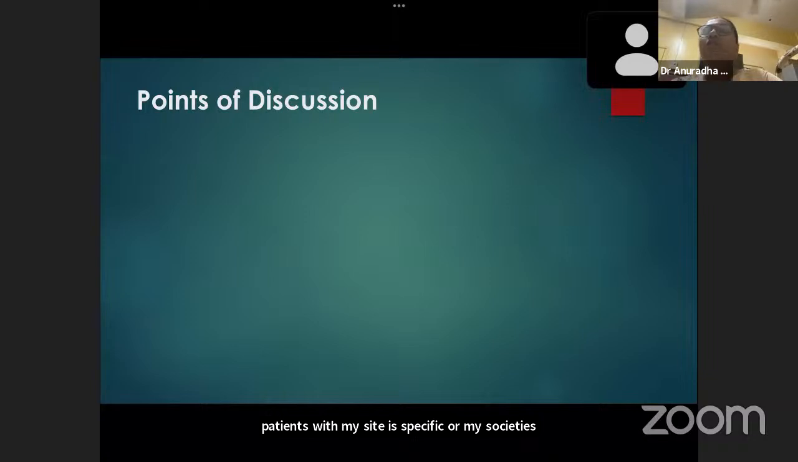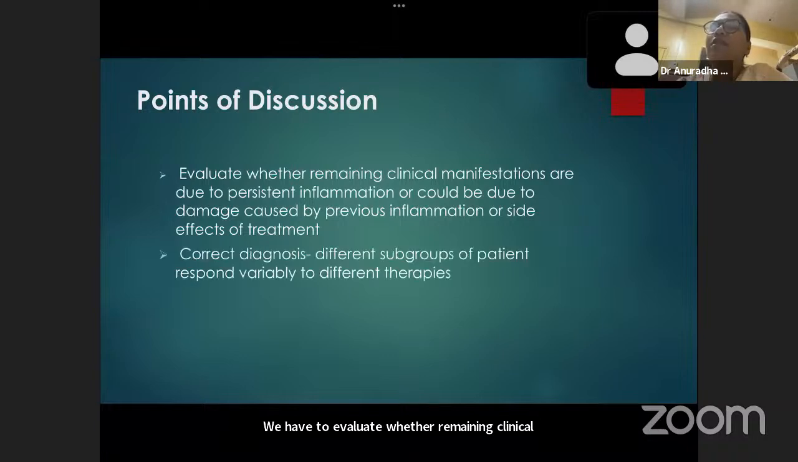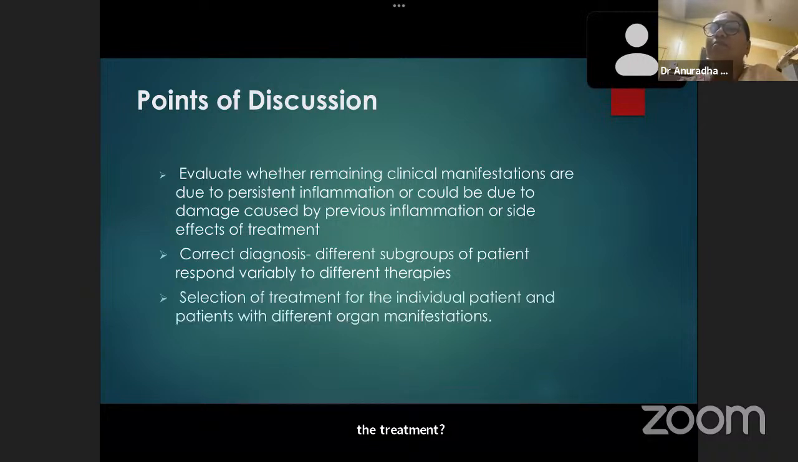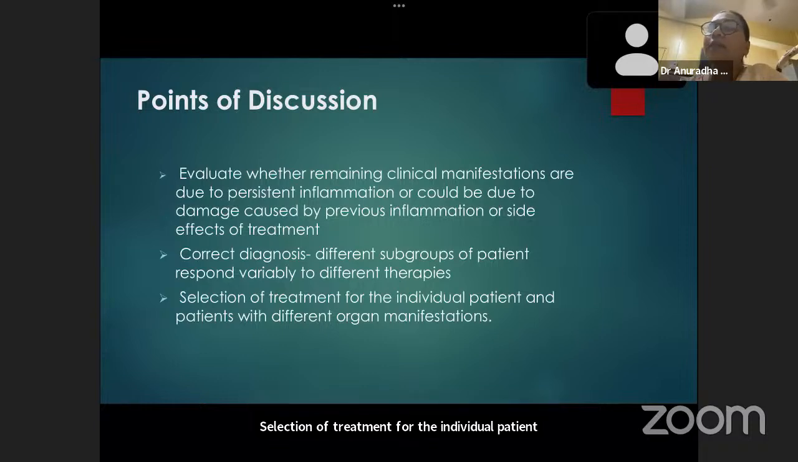So the point of discussion here is, if we think that the patient has refractory inflammatory myopathy, we have to evaluate whether the remaining clinical manifestations are due to persistent inflammation, or due to damage caused by the previous inflammation or the side effects of the treatment. Whether the diagnosis is correct, and different subgroups of patients will respond variably to different therapies. Selection of treatment for the individual patient and patients with different organ manifestations, because inflammatory myopathy doesn't only come with muscle weakness, they will also have extra muscular manifestations that have to be dealt with.